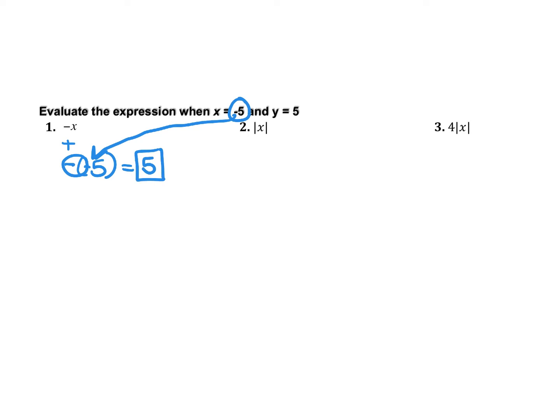All right, we have the absolute value of x. Well, x is equal to -5, so absolute value of -5. Well, we know that the absolute value of -5 is +5. All right, 4 times the absolute value of x. So we're going to take 4 times the absolute value of -5. Now, here again, we have to start with what is the absolute value of -5? That's +5. And then let's just write them, multiply right there. 4 times 5 is 20.